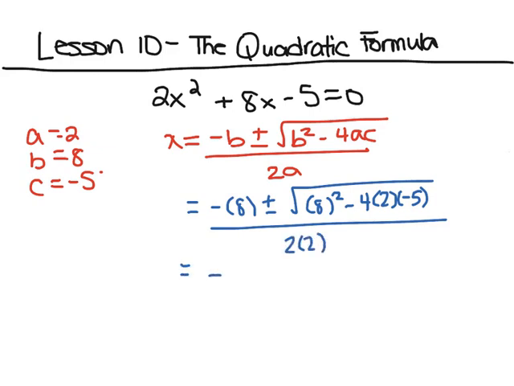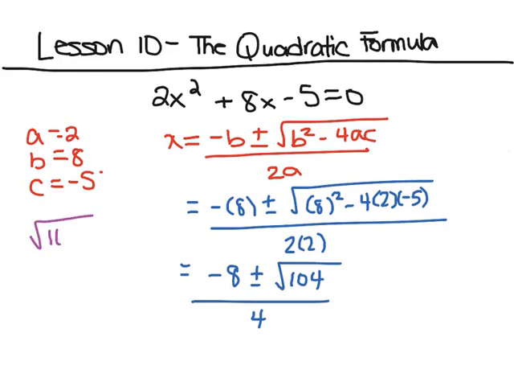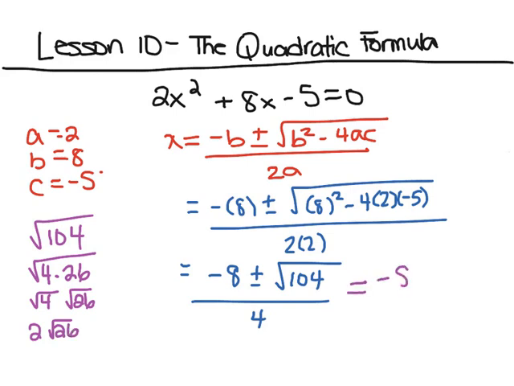So we simplify the inside of our radical, and you get 104 all over 4. Now 104 is not a perfect square, and if you were wondering why I taught the radical lesson last one, it's because of this. We need to simplify 104. So if you look in your square numbers, 4 works, so 4 times 26. So the root of 4 times the root of 26 is 2 root 26. So we can rewrite this as negative 8 plus or minus 2 root 26 all over 4.